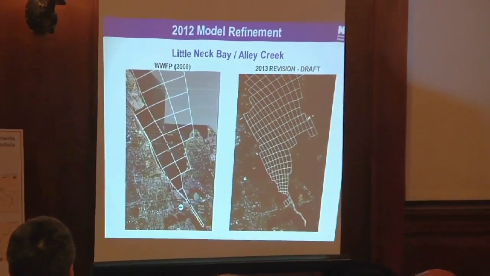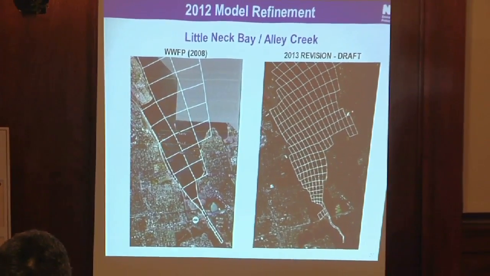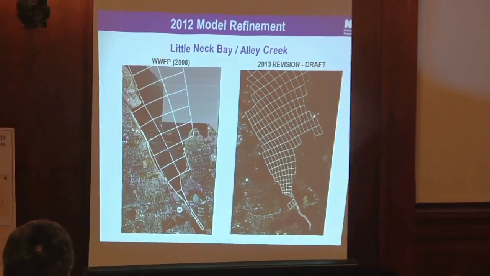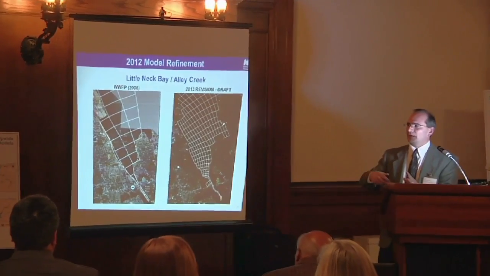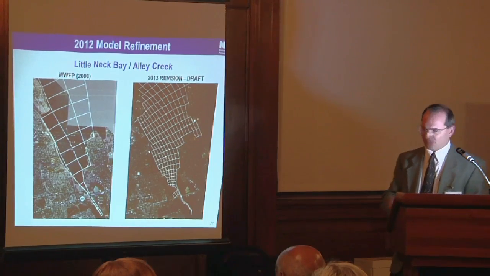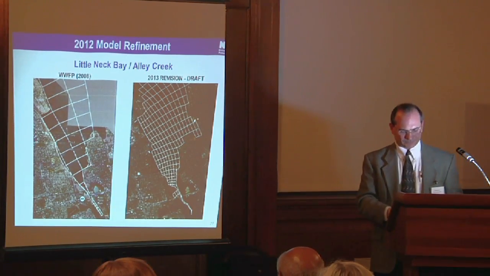Here's another example. This is one we're working on right now, and it is for the Little Neck Bay Alley Creek area. On the left, you see the model segmentation that we used to have as of approximately 2008. And on the right, you see what we've done more recently, just within the past month or so. So why do we do this? We do this because now we can more accurately put the loadings that come in the right place. We can more accurately show the concentrations in the water. We can calculate those concentrations better in space and time, both along the shoreline and across the water body. So hopefully this makes sense. This is why we do these things.